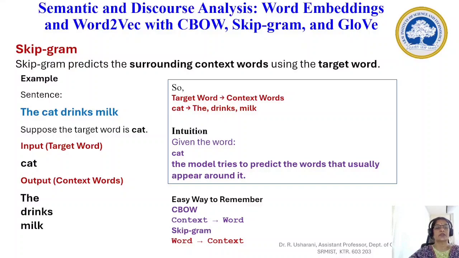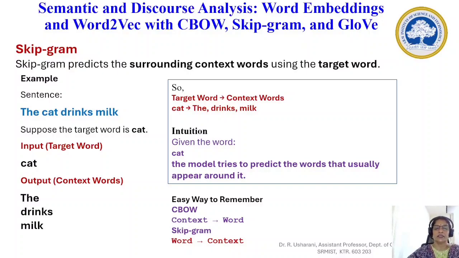That is a reverse case of the CBOW. So consider an example, the sentence, the cat drinks milk. Suppose the target word is cat. So input target word cat, output context words are the, drinks, and milk. So target word to context words, now cat to the, drinks, and milk. Here the intuition is, given the word cat, the model tries to predict the words that usually appear around it.